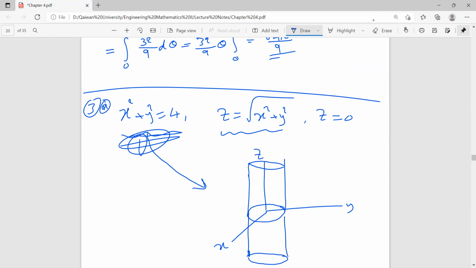This is the graph of x squared plus y squared equals 4 in R3. And the graph of z equals the square root of x squared plus y squared is a cone. This is a one-sheet cone. It is like this.